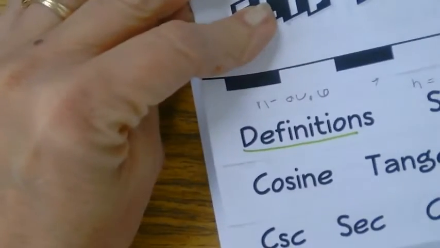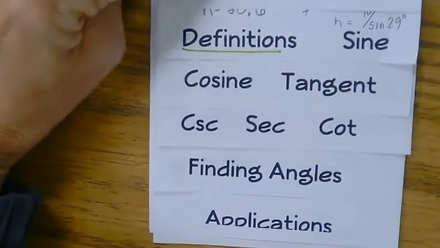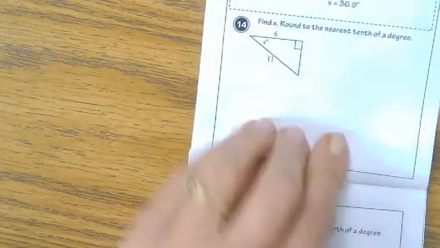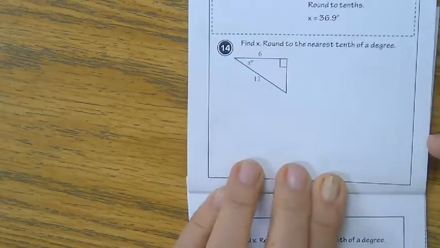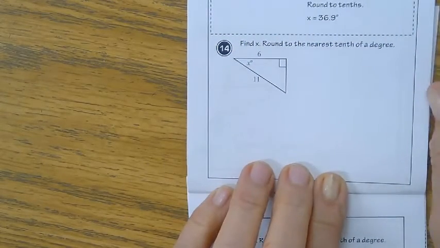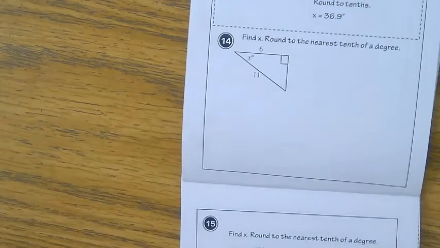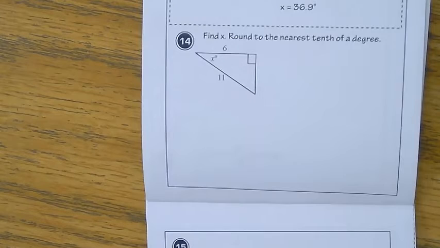And we're under the tab that says Finding Angles. There's an example at the top that's done for you, but what I want to do is just go through one as I explain it.